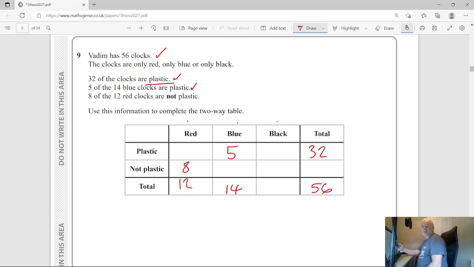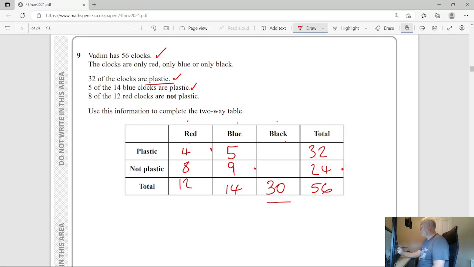Now, if we've got 3 things that we don't know, we can't solve it. If we've got 2 things we don't know, like red and black, we can't solve it. So we can only solve things where we've just got one space, like we can solve that one, we can solve that one, we can solve that one. That's my starting point. So 8 take away from 12 is going to give me 4. 5 take away from 14 is going to give me 9. 32 take away from 56 is going to give me 24. And now I can start to work out how many black clocks we've got. We know the total is going to be 12 plus 14 gives me 26. 26 away from 56 is going to give me 30.